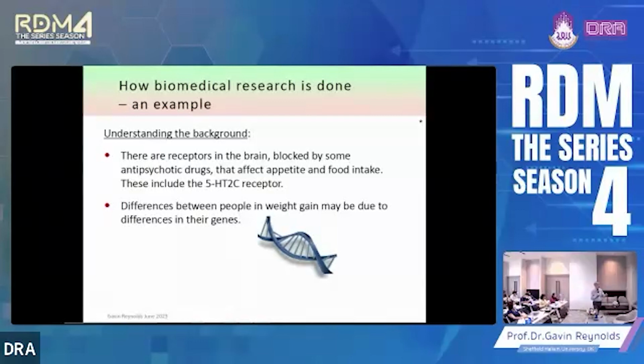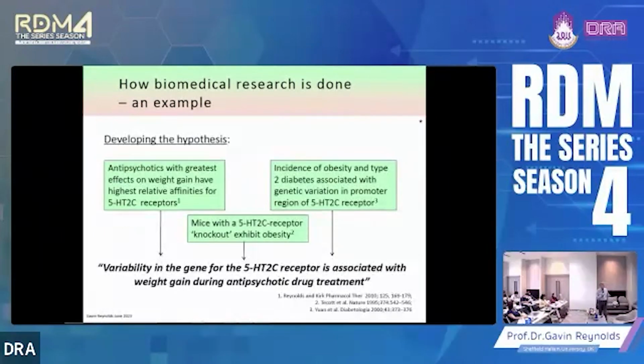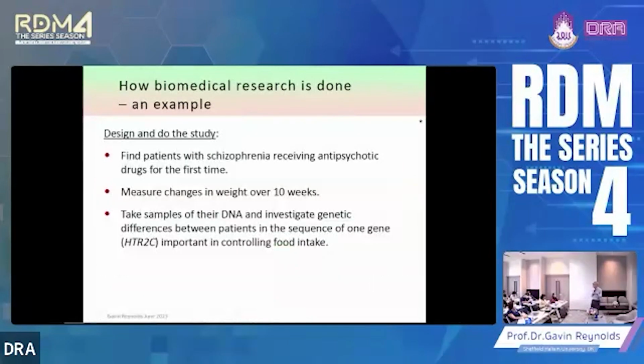So we put these two facts together, and what we see is that we can develop a hypothesis. We can develop a hypothesis that says genetic variability in a receptor that controls weight and is interacted with by some of the antipsychotic drugs might be associated with whether or not a patient gets increases in weight. And so we designed a study, and designing that study, we thought the best way to do this is to get patients who have not started on antipsychotic drug treatment, just as they've been diagnosed, and follow the course of their body weight as they start on drugs.